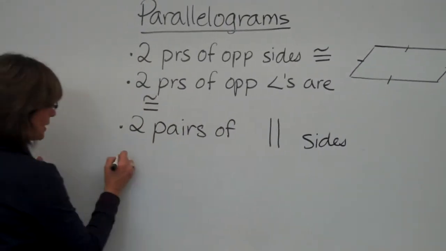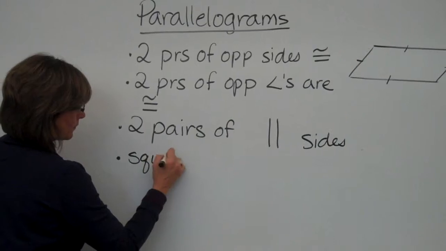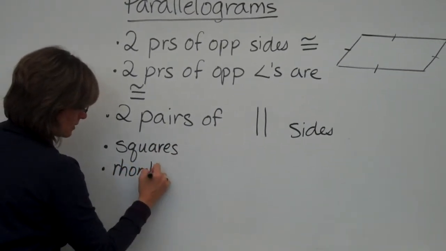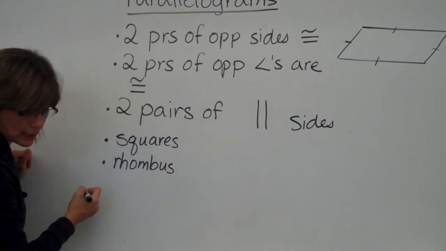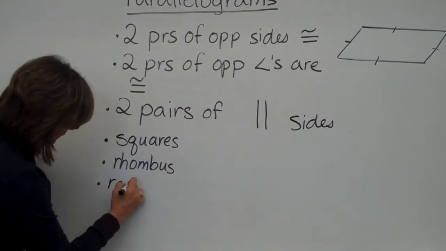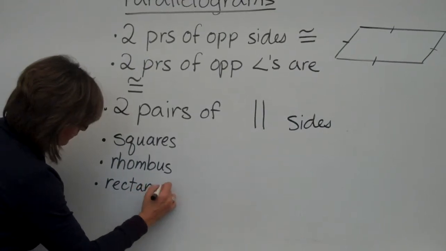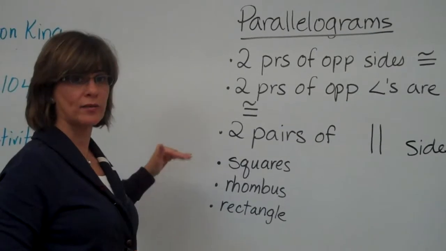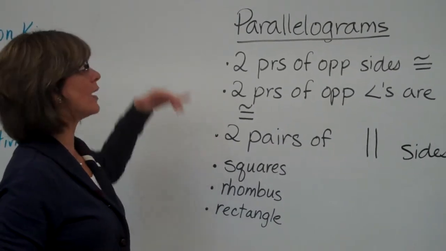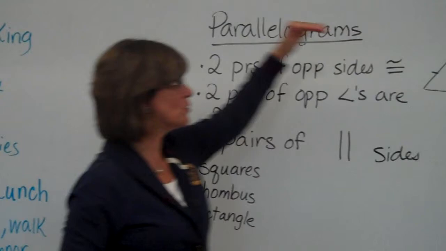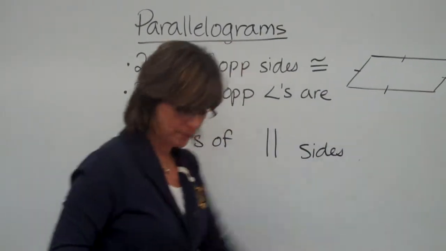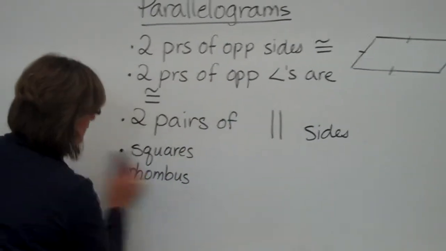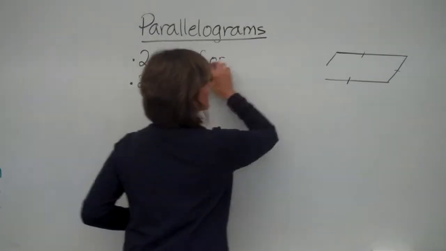Okay, parallelograms can be squares. Could be a rhombus. And it can be a rectangle. These are all parallelograms. We're also going to discuss each one of these, but they do fall into the category of parallelograms as well as something like this. Okay, so let's start with the square. So I'm going to erase this, and now we're going to go to squares.